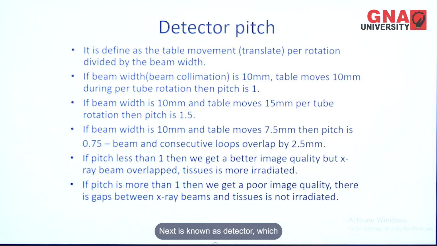Next is known as detector pitch. It is defined as the table movement per rotation divided by the beam width. It means how much slice thickness we have set and how much the table is moved after one single slice acquisition. So if the beam width or the beam collimation is 10 mm and the table moves 10 mm, we say the pitch for this particular scan is 1. Similarly, we can increase or decrease the pitch, that eventually will increase or decrease our data acquisition.